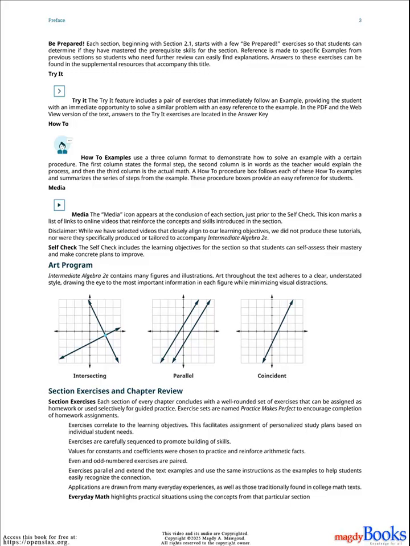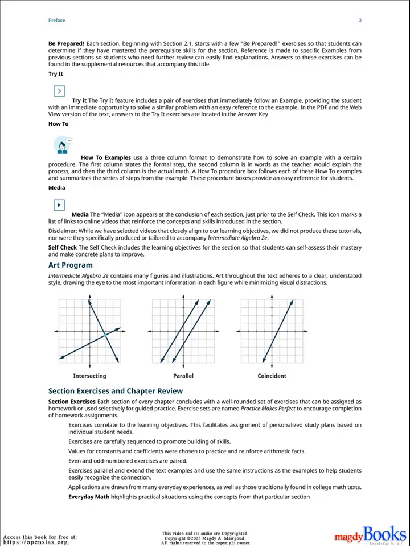Media. The media icon appears at the conclusion of each section, just prior to the self-check. This icon marks a list of links to online videos that reinforce the concepts and skills introduced in the section. Disclaimer. While we have selected videos that closely align to our learning objectives, we did not produce these tutorials, nor were they specifically produced or tailored to accompany Intermediate Algebra 2E. Self-check. The self-check includes the learning objectives for the section so that students can self-assess their mastery and make concrete plans to improve.